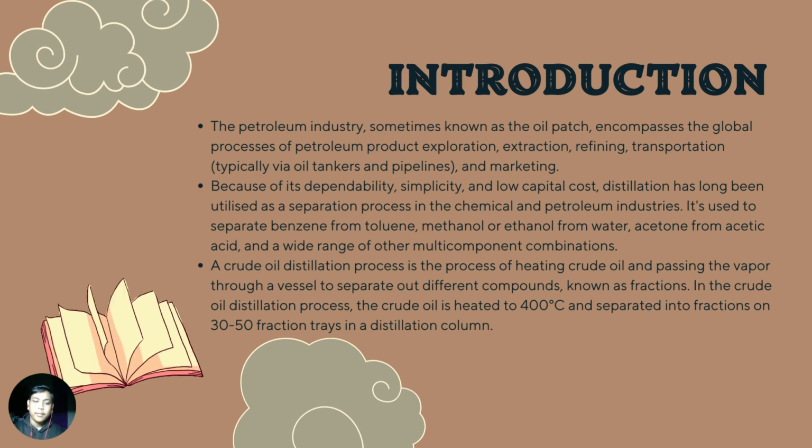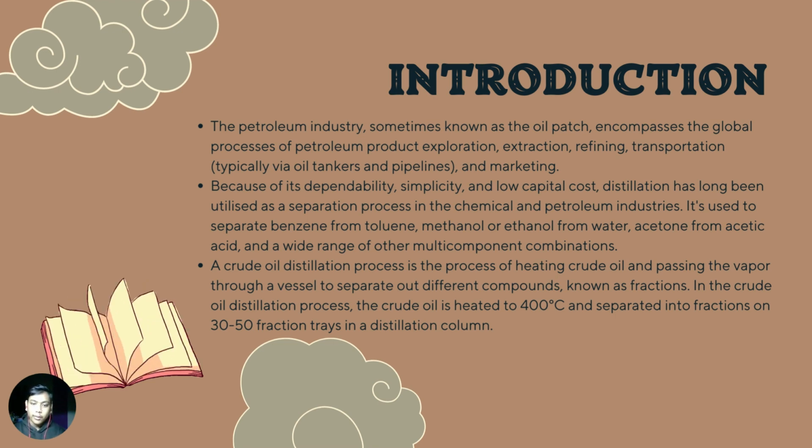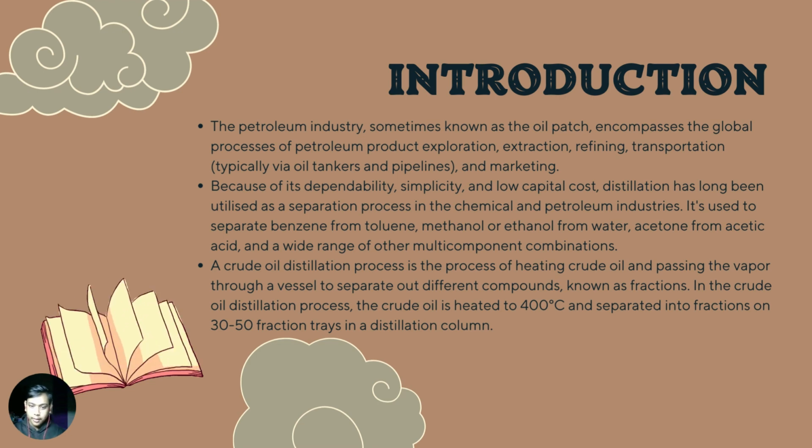It is used to separate benzene from toluene, methanol or ethanol from water, acetone from acetic acid, and a wide range of other multi-component combinations. A crude oil distillation process is the process of heating crude oil and passing the vapor through a vessel to separate out different compounds, known as fractions, in the crude oil distillation process. The crude oil is heated to 400 degrees Celsius and separated into fractions on 30 to 50 fraction trays in a distillation column.